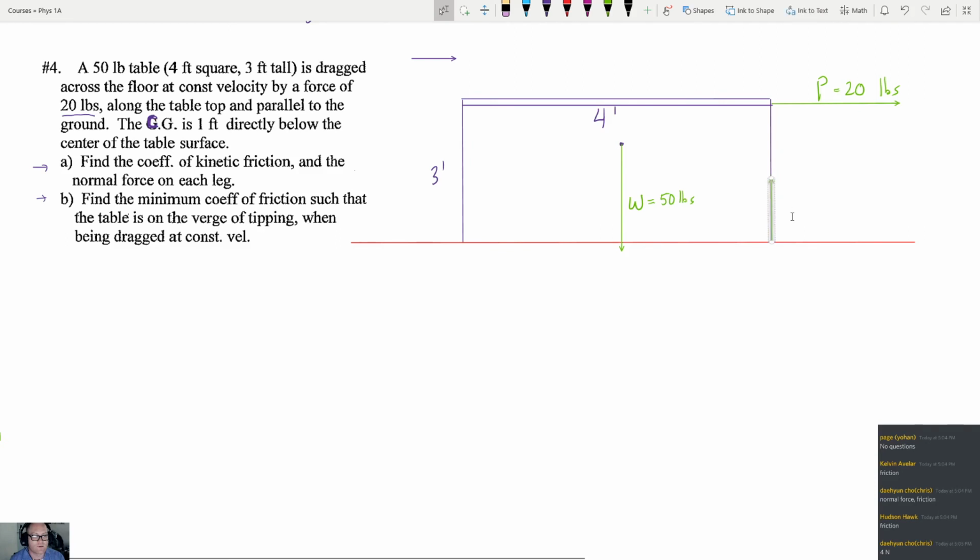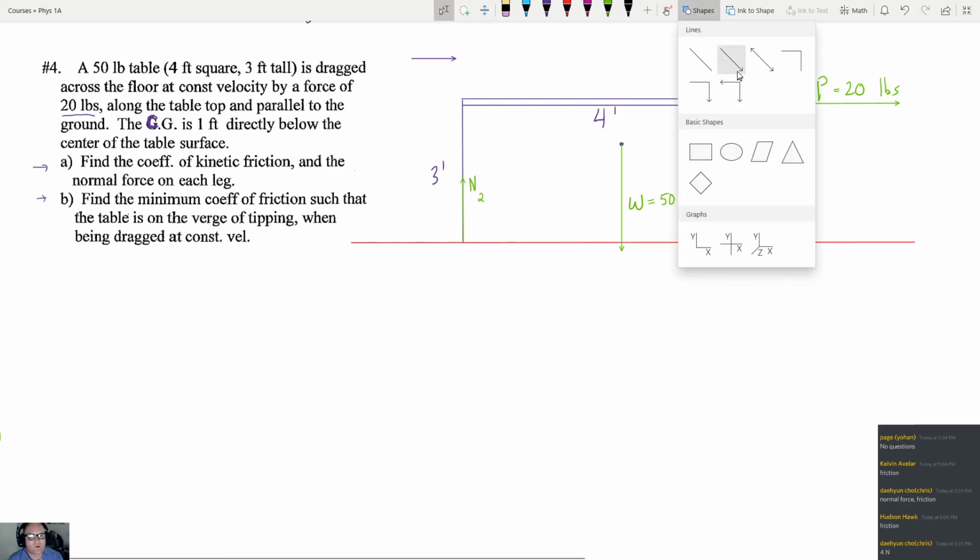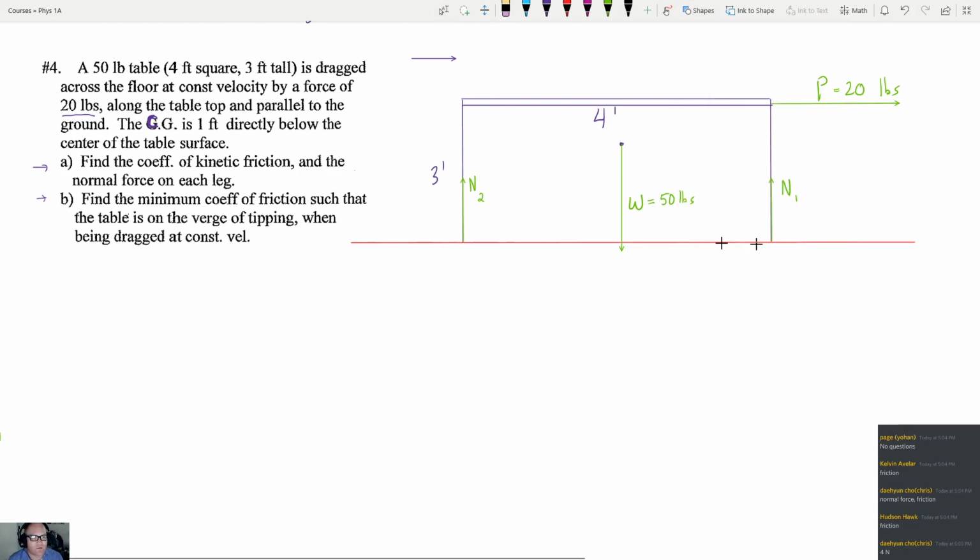So I can click copy paste. Give me a normal force over here. We'll call that like N1 and N2. So each leg has to support some weight. And then, of course, at each of those points, there's also going to be a friction force, which will point back this way because the table's being dragged to the right. So there's going to be a friction force back in that direction. So copy paste that one and put it over here as well.